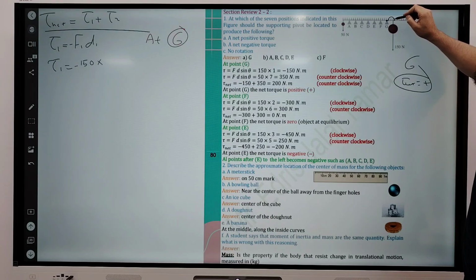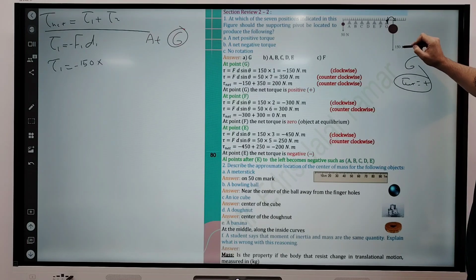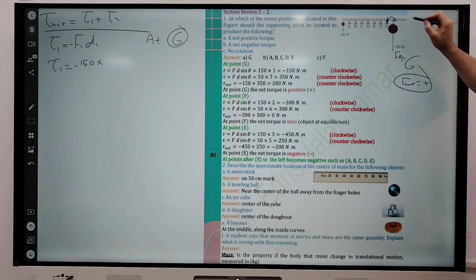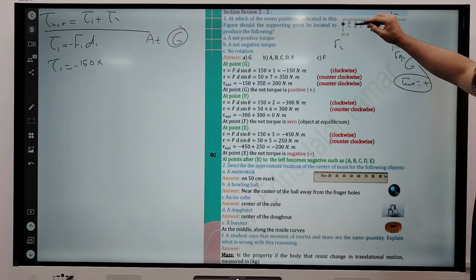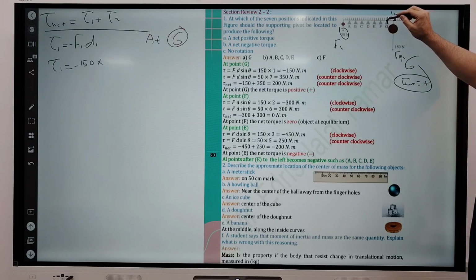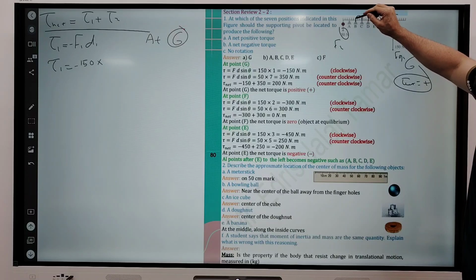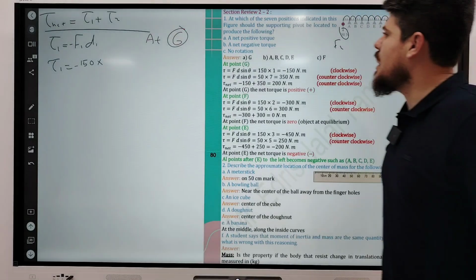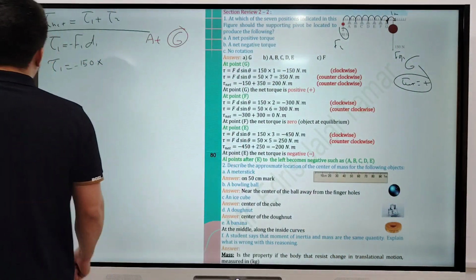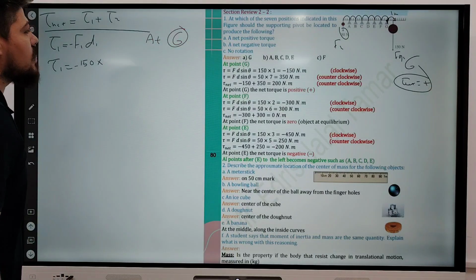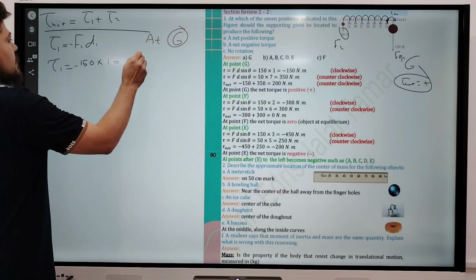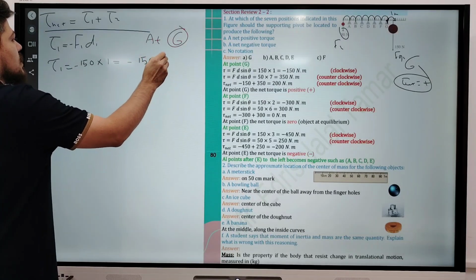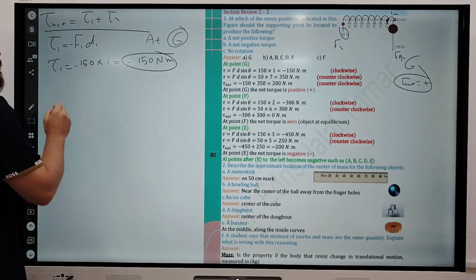So what is the distance from point G to the first gravitational force? Is 1 meter. What about for the second force? The distance of the second force from G is equal to how many meters? 1, 2, 3, 4, 5, 6, 7. F2 is 7 meters away from point G, but F1 is 1 meter from point G. 150 times 1 is equal to negative 150 Newton meter. This is torque number 1.